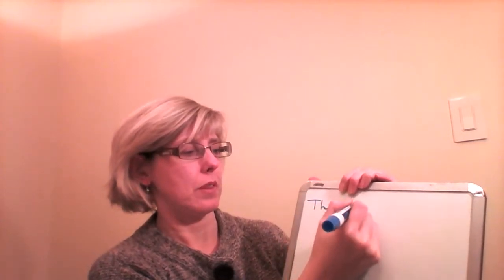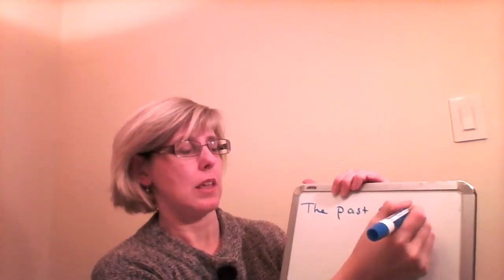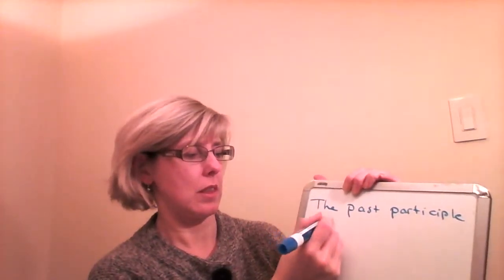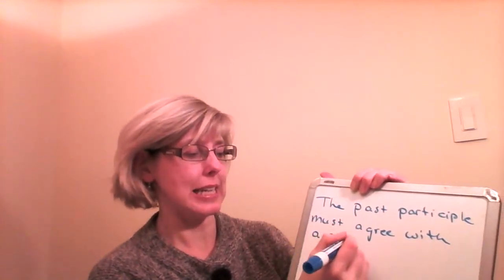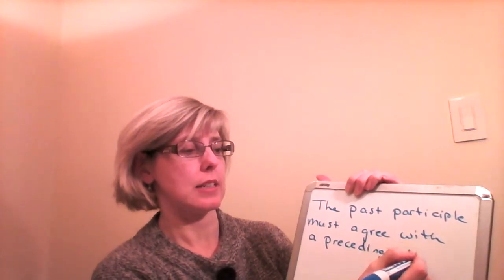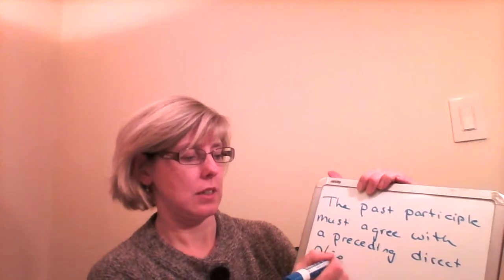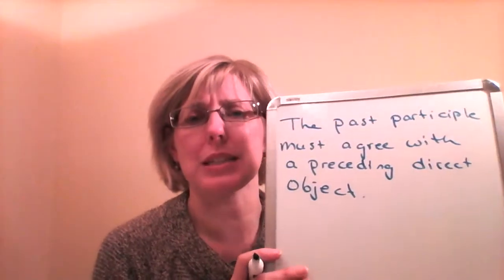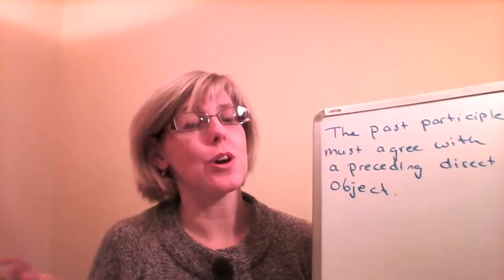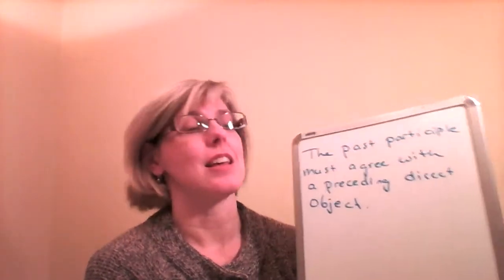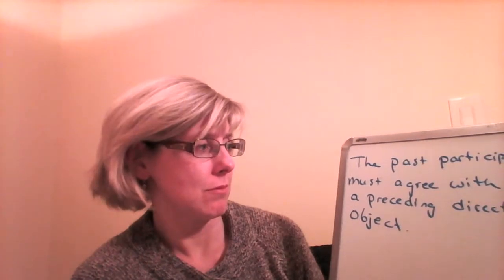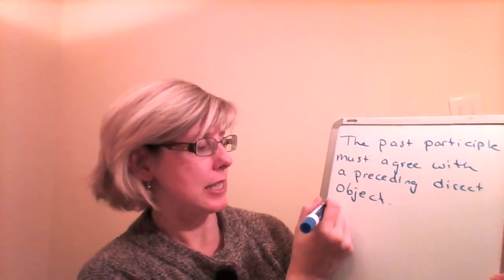So the rule is, and this is what you want to write in your notes, the past participle must agree with a preceding direct object. Okay, and what does the word preceding mean? Preceding means comes before. And where do direct object pronouns go? Before. So when the direct object is in the form of a pronoun, it's going to be preceding the verb. Okay, so preceding the verb, or preceding the past participle.